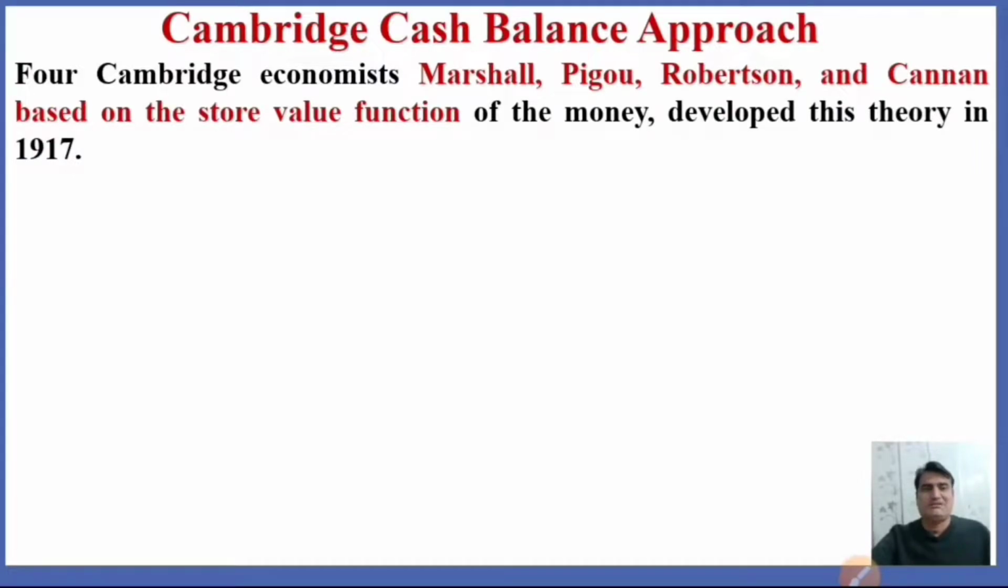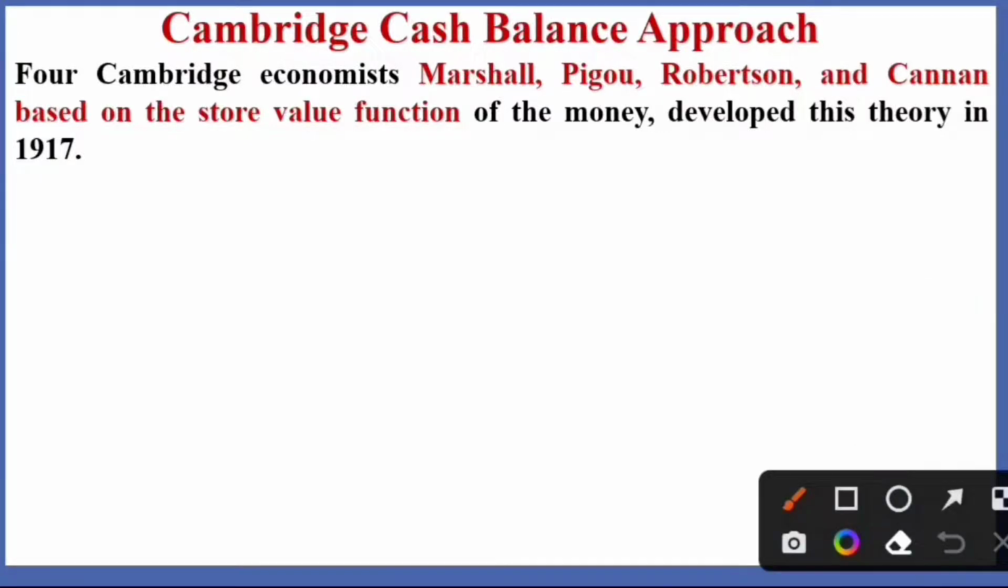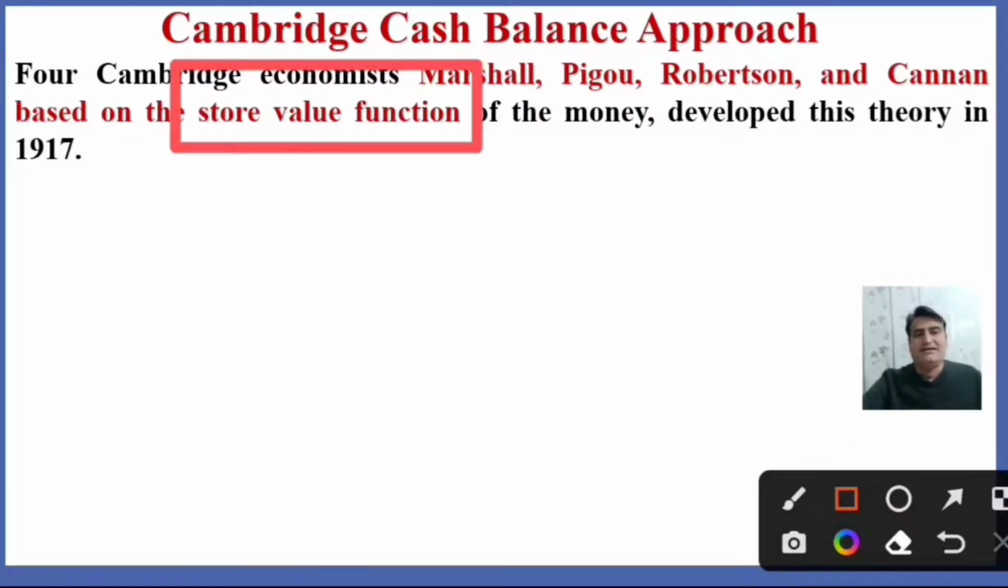What is the Cambridge cash balance approach? Four Cambridge economists, Marshall, Pigou, Robertson, Keynes, based on the store of value function of money, developed this theory in 1917. As we know, money has different roles. Money is a medium of exchange, a store of value, a unit of account, and a standard of deferred payments. But these economists considered only a single function of money, the store of value function, on the basis of which they defined the cash balance approach.